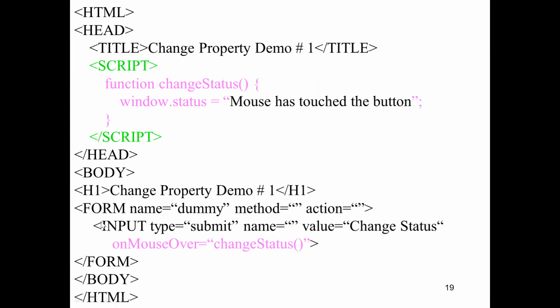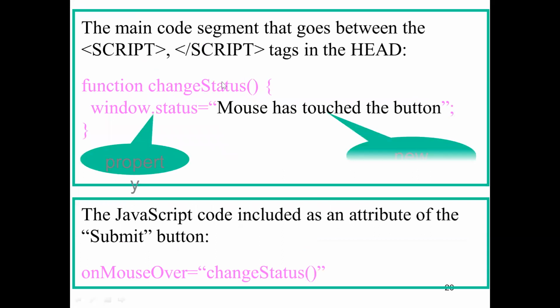Where I have to call it, you can look into the form tag. I have created a form with some name and some action. I have created a button called submit with the value change status on it. Look into the highlighted word. This is where the event handling takes place: on mouse over. When I keep the mouse over the button, the action is to call the particular function change status. On reading this, it will move on to the function change status and this particular logic will be executed. Understand? So this is what we have done. We have created a change status function, and status is a property of the window object, and we have given it a value, that is the message mouse has touched the button.